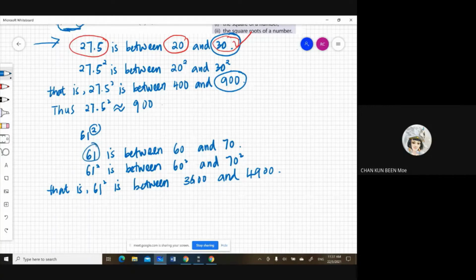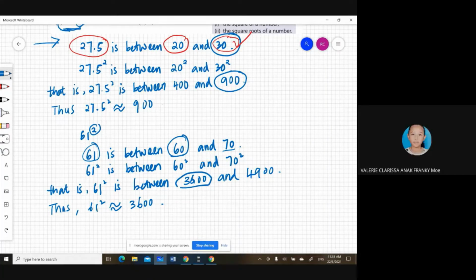61 actually is closer to which number, 60 or 70? It's closer to 60, right? So then you can get the answer already. Just write down, therefore, 61 squared, use the symbol again, is almost equal to 3,600 because you refer to this value. Are you okay, class? Yes. You just follow the statement in your book. All the statements are given in your book. You just need to find out which tens value it is in between. Okay, that is the square of a number.